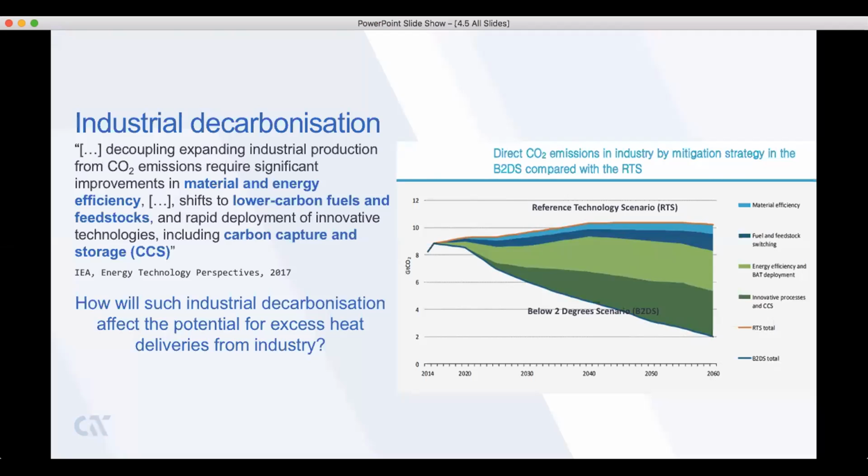Today, I will present a systematic approach that can be used to analyze how different decarbonization options may affect the potential future availability of excess heat at a specific plant site. The approach is based on the use of a consistent methodology for excess heat assessment, which is applied both to the current and the potential decarbonized process.